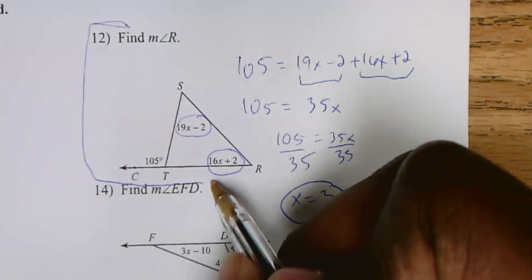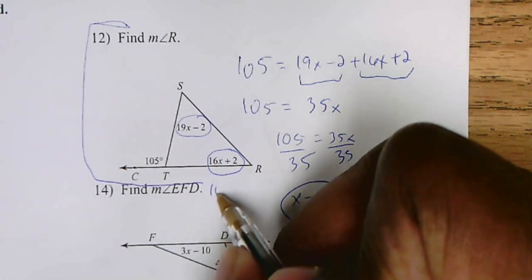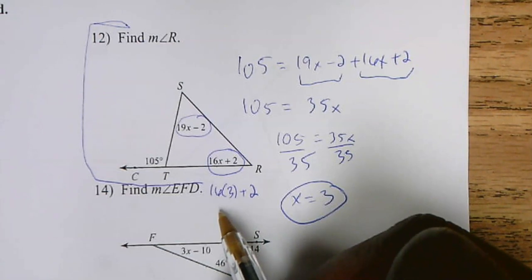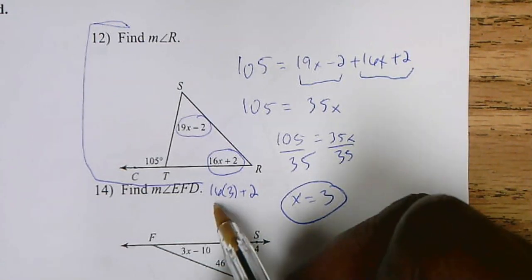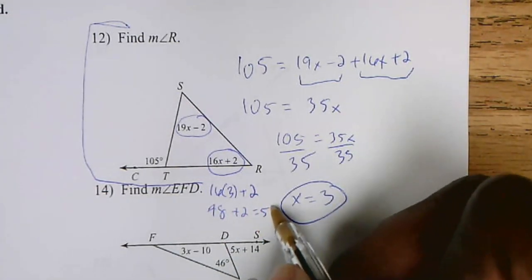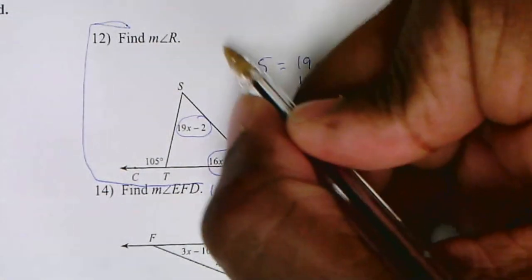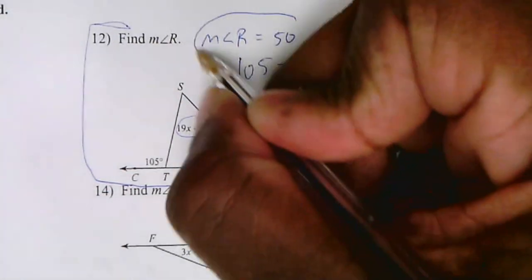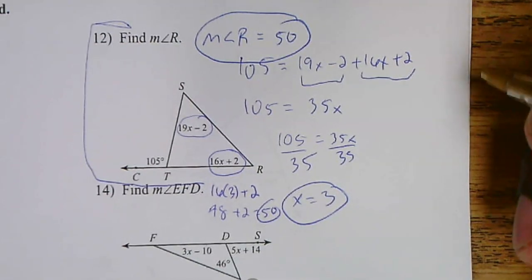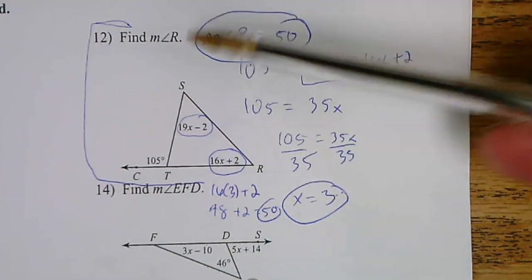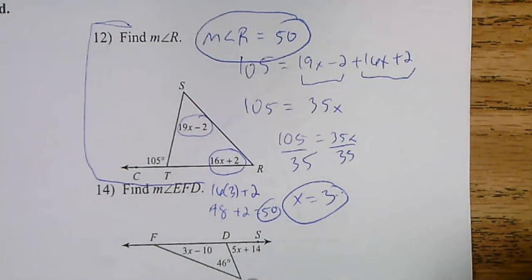So the measure of angle R should be 16 times 3 plus 2. 16 times 3 is 30 plus 18, so that's 48 plus 2, so it's 50. So our answer for the measure of angle R equals 50. And that's our final answer. Usually on tests, 3 would be an answer choice. So you have to make sure you did answer the question by going back and seeing if you actually plugged in for the angle R. That's all I have. Good luck.